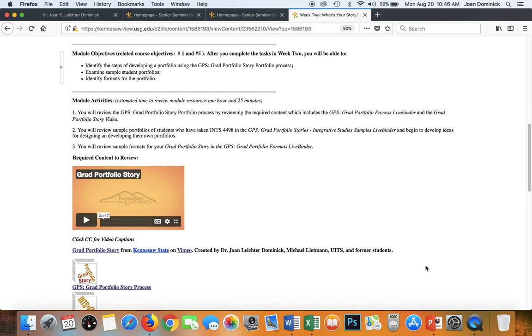Our learning objectives will be objectives 1 and 5. So after you complete the tasks in this week, you'll be able to identify the steps of developing a portfolio using the GPS grad portfolio story process and examine sample student portfolios from INTS that the students have volunteered, with their written permission for allowing me to showcase by format, and identify formats for the portfolio.